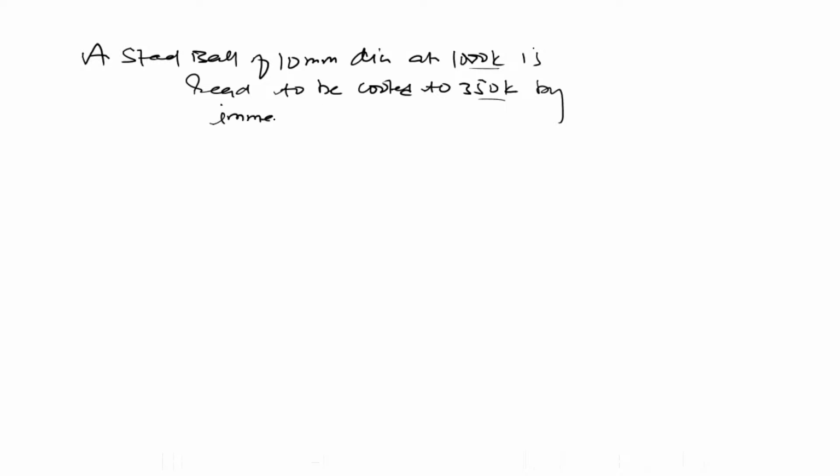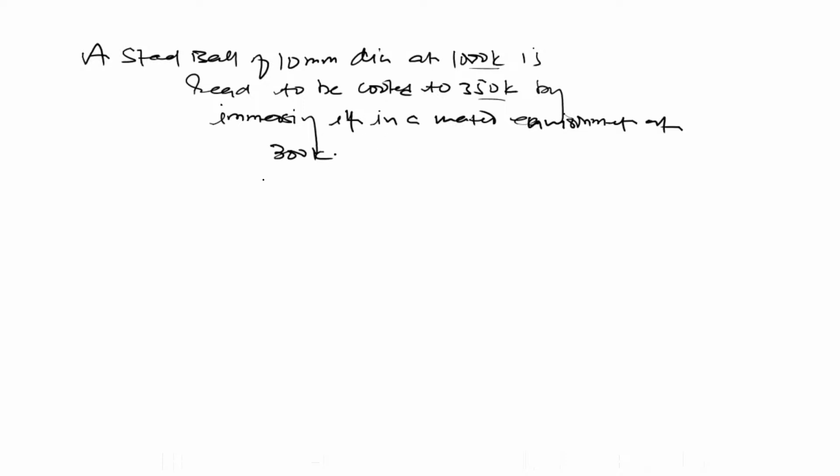Now, a question: a steel ball of 10 mm diameter at 1000 Kelvin is required to be cooled to 350 Kelvin by immersing it in a water environment at 300 Kelvin.